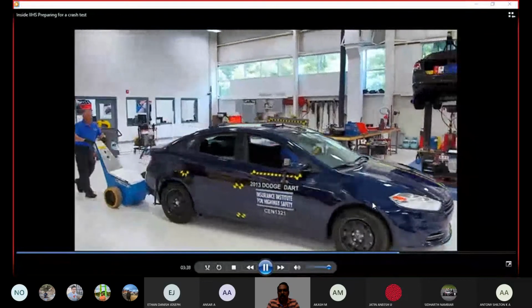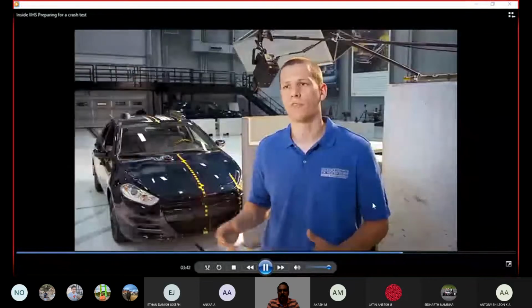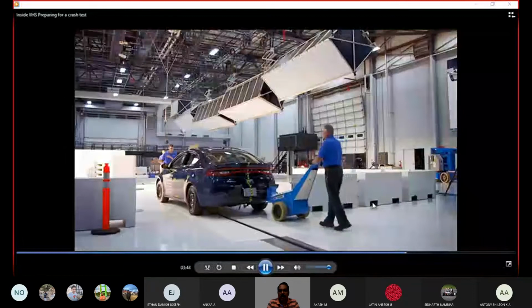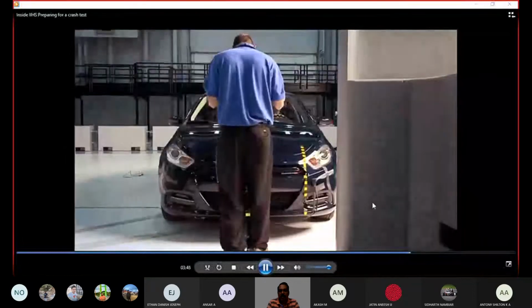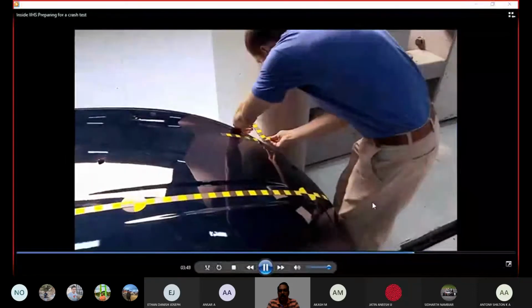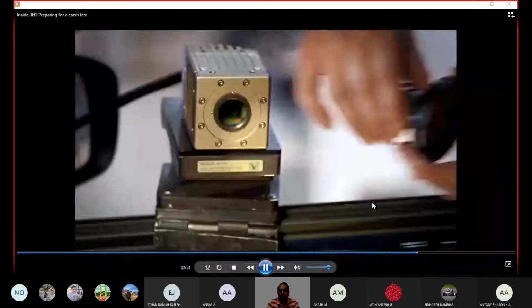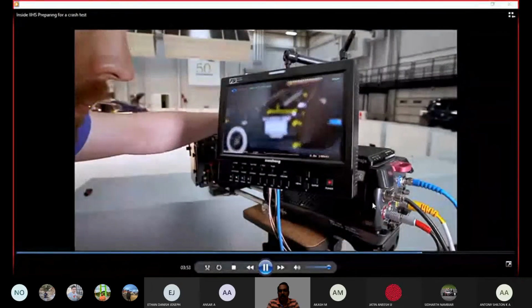After the vehicle is fully prepped, it's moved to the crash hall. The purpose of wheeling the car out into the crash hall before the test is twofold. One, so that we can line the vehicle up at point of impact, and also so that we can frame and focus both our onboard and offboard slow motion cameras.